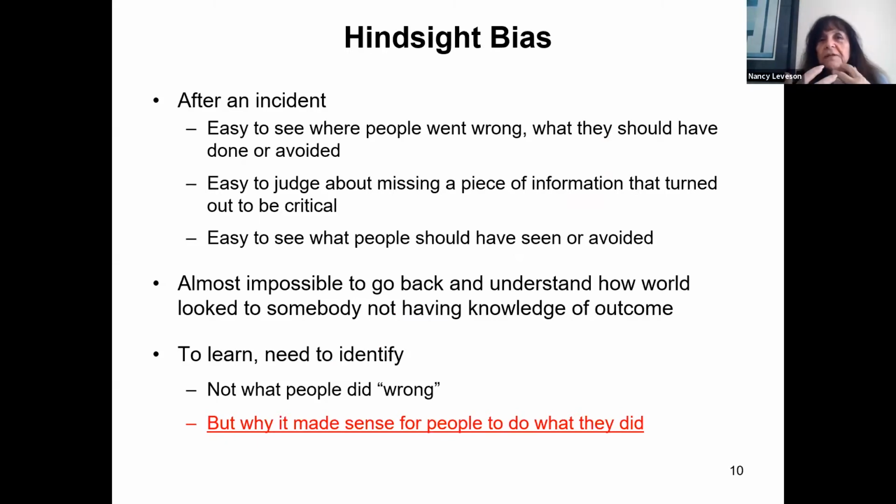So after an accident, as I say, it's easy to see what people did wrong, what they should have done. It's easy to judge about missing a piece of information that turned out to be critical when they're getting dozens of pieces of information all the time. It's really interesting. Psychologists have looked at this, and it's almost impossible to go back and understand how the world looked to someone without the knowledge of the outcome. Once we see the outcome and we've got those connections in our brain, we can't disconnect them. We say, of course they should have known that.